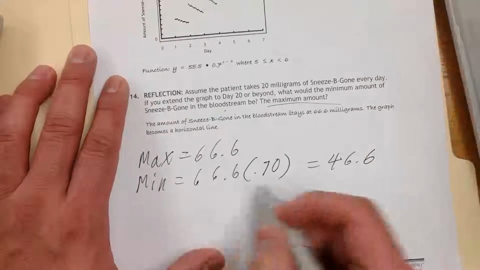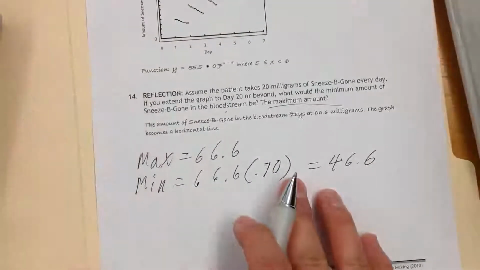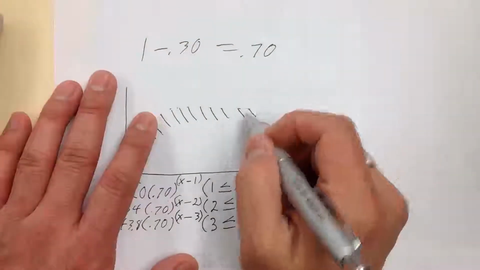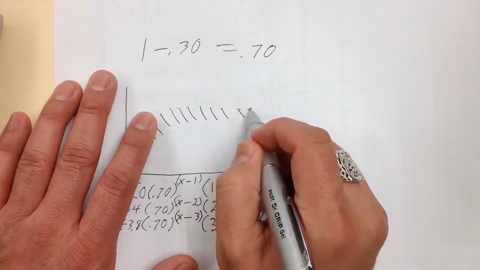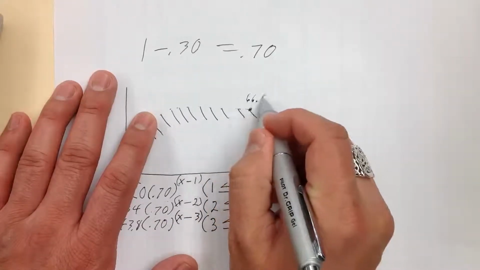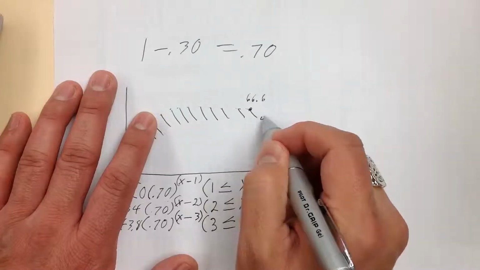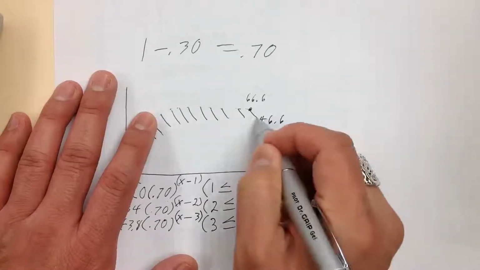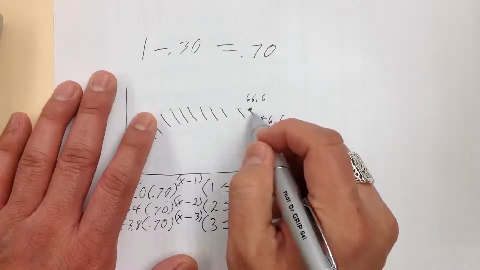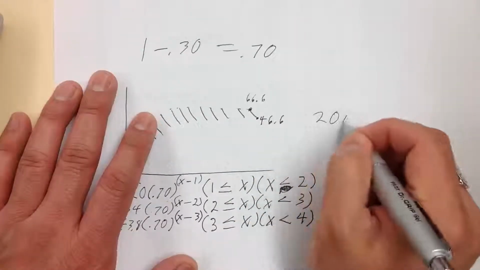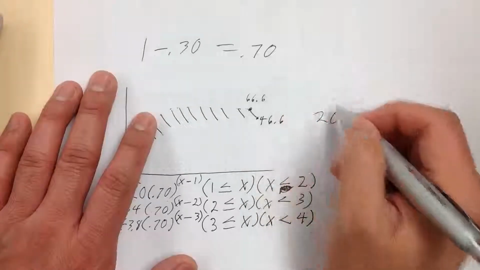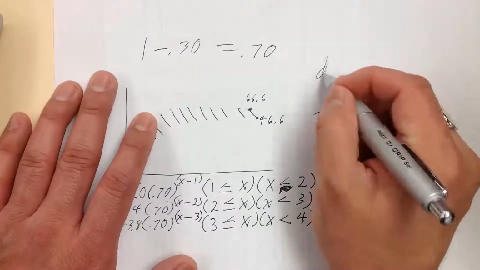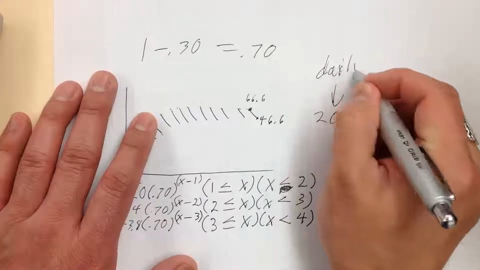Now I want you guys to realize this is what's happening. Let me grab the graph again. When we get to this level off point, we keep on getting 66.6. So on this day we have 66.6, and then we're here at a minimum of 46.6. Well, that's very interesting because that has a difference of 20 milligrams. And our daily dose happens to be 20. So this is actually our daily dose.